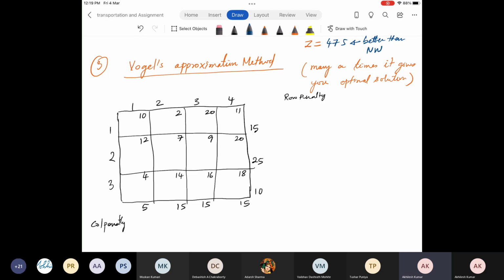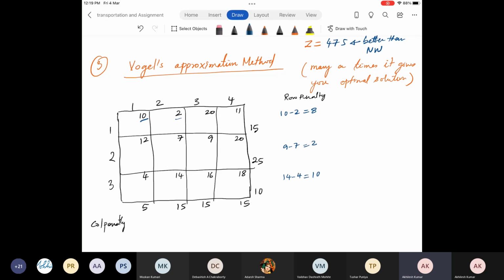So the idea is for each row and column, determine a penalty measure by subtracting smallest unit cost from the next smallest unit cost. So what is the smallest unit cost here? 2. What is the next smallest unit cost? 10. So we'll write 10 minus 2 equals to 8. Similarly here, 9 minus 7 equals to 2 and 14 minus 4 equals to 10.